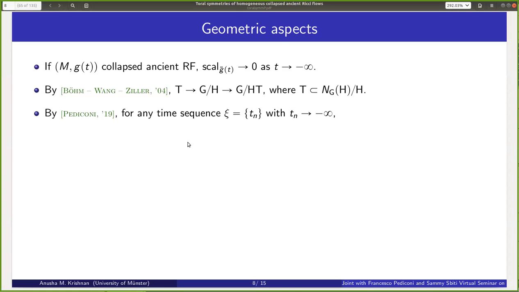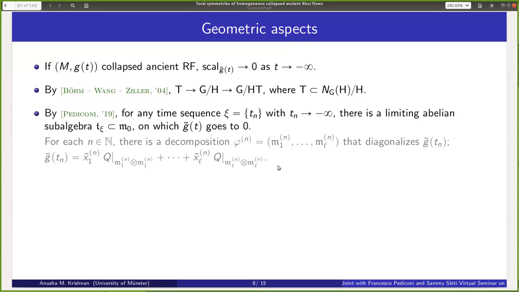So he showed that, or as a consequence of his work, we know that for any time sequence going to negative infinity, there is a limiting abelian subalgebra inside M0, on which the renormalized, the volume normalized metric goes to 0. Okay, so what do I really mean by this? I should be more precise, so I will explain.